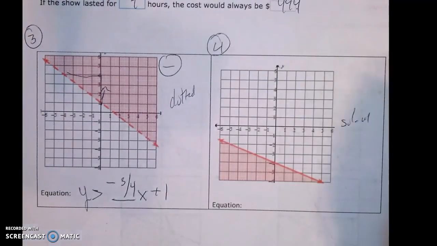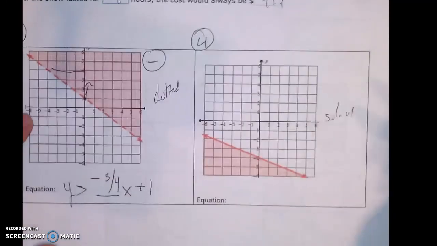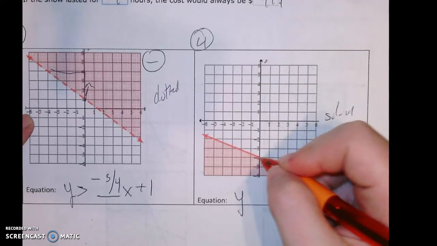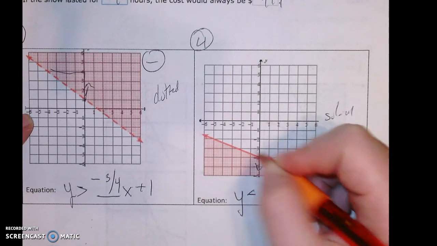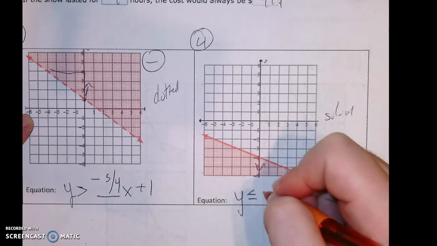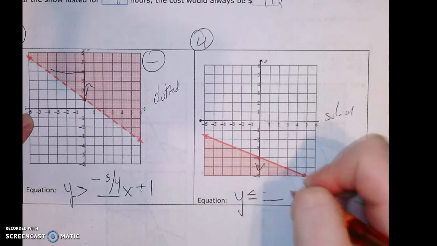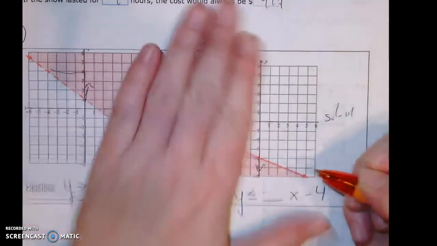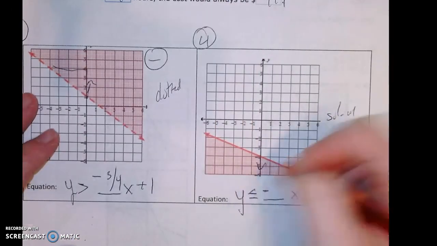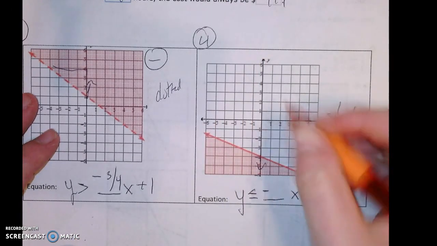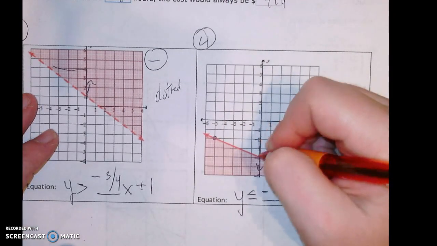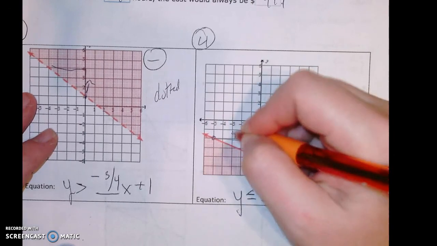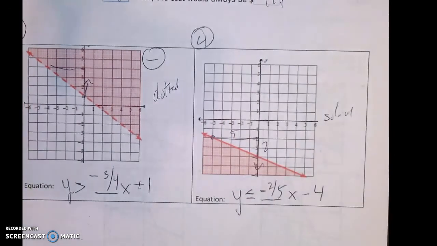If you want to use a table, you can absolutely use a table. I'm just trying to be quick here. For this one, y is less than, and it's also darkened, a solid line, so it's equal to blank x minus 4. Again, the slope's negative. And I'm going to find 2 clean points. It's really hard. There's one here and there's one here. I go up 2 over 5, so 2/5 x minus 4 is the equation for that line.